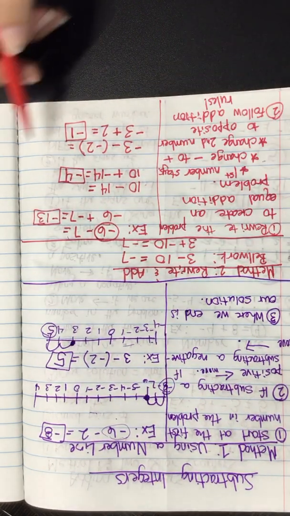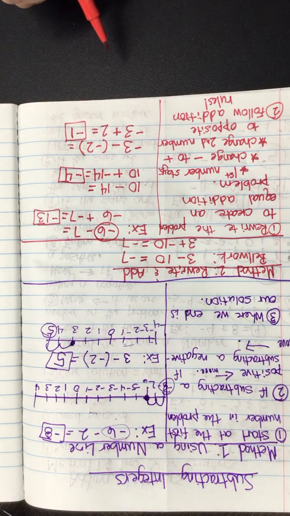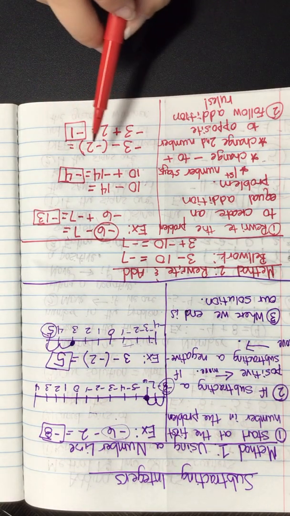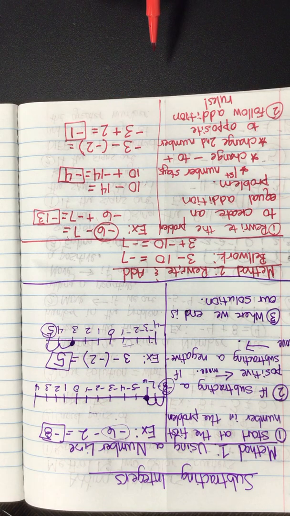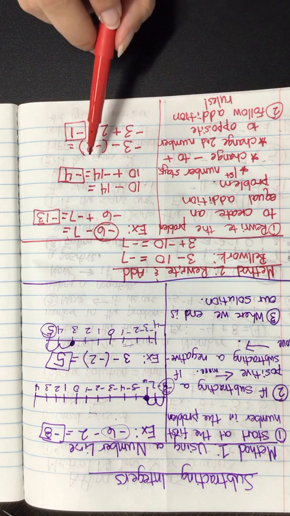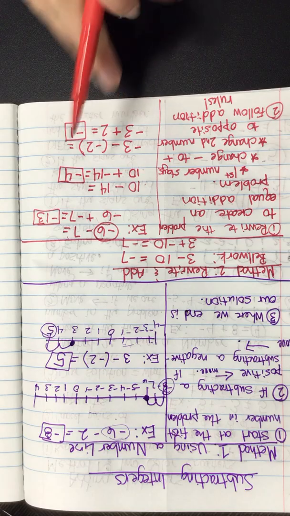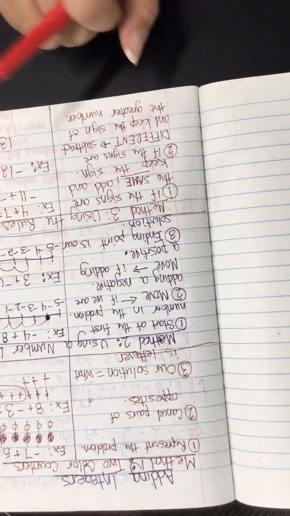Okay? So we rewrite the problem to an equivalent problem. Our first number stays the same. Our subtraction becomes addition. Our second number becomes its opposite. And then we flip back over here and follow these 2 rules.